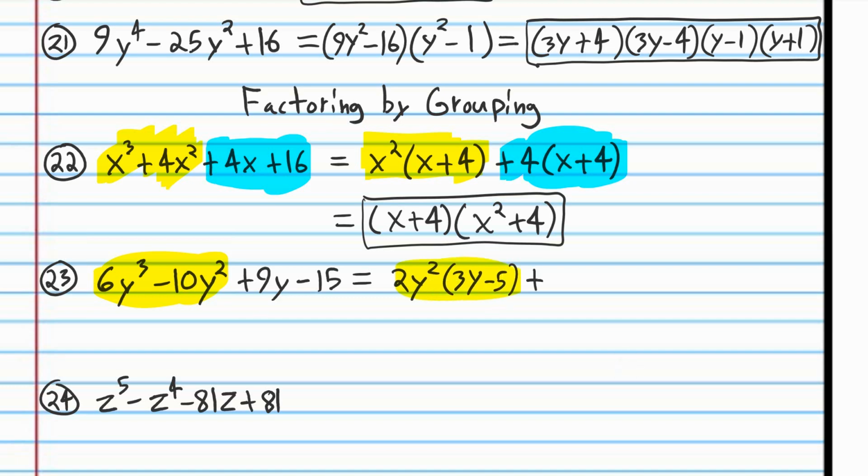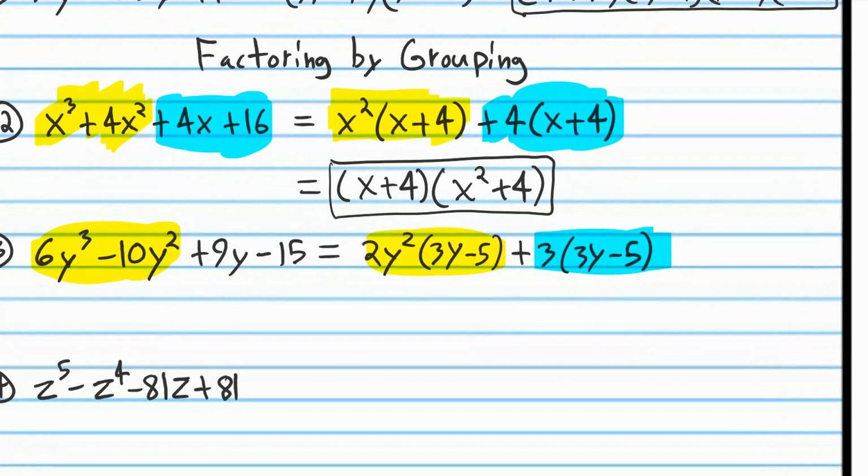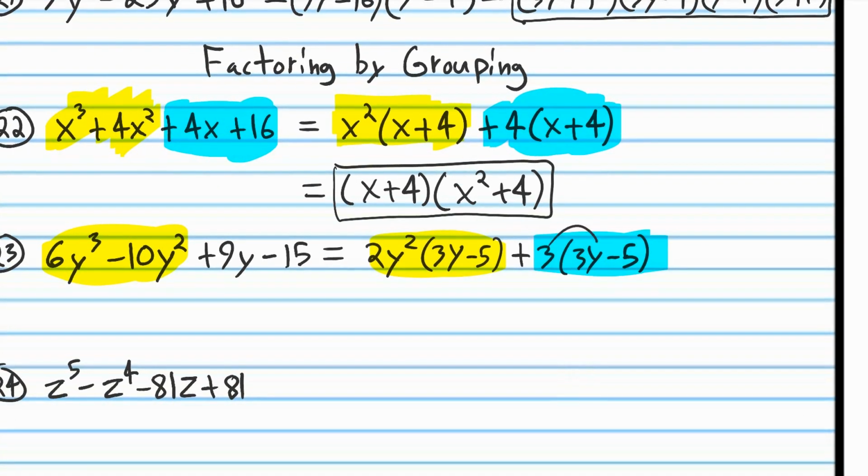So now we're going to go to the second group, and the greatest common factor is 3. And you're left with 3y minus 5. So you want to check that by multiplying back. 3 times 3y is 9y, and 3 times negative 5 is negative 15, so that works.